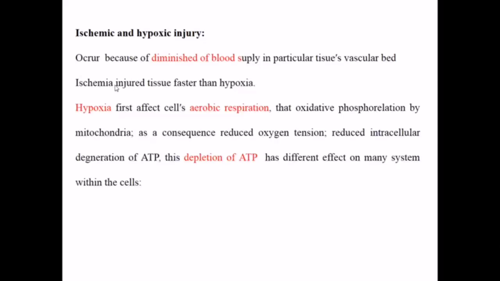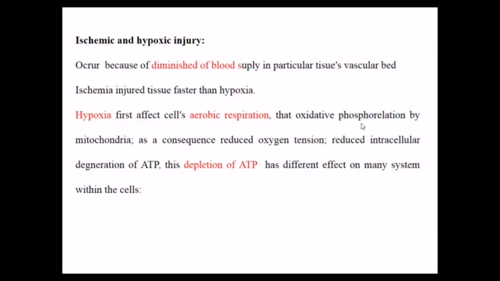Ischemic and hypoxic injury occur because of diminished or decreased blood supply in a particular tissue. Ischemia injures tissue faster than hypoxia. Hypoxia first affects the cell's aerobic respiration in the mitochondria. Oxidative phosphorylation by mitochondria is affected because of diminished oxygen. Consequently, reduced oxygen tension reduces intracellular generation of ATP.